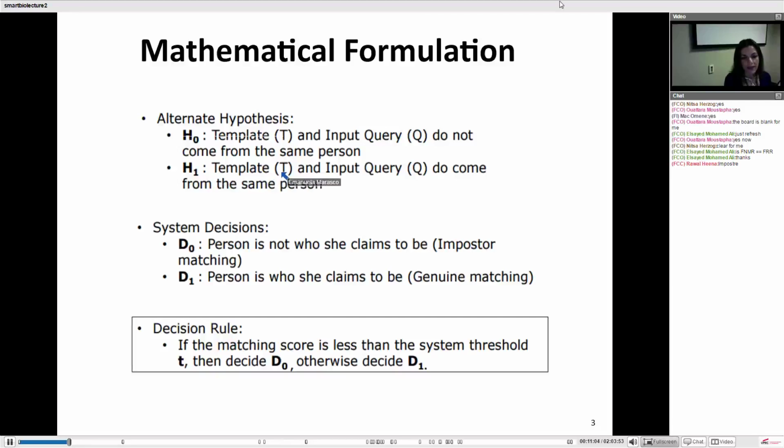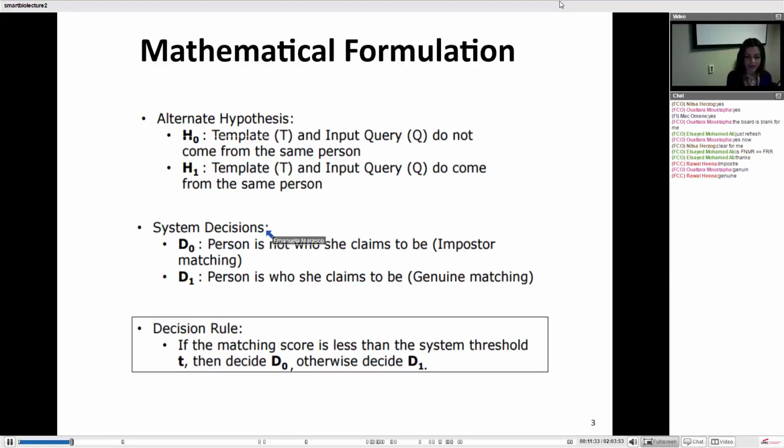And then what about H1? Template T and input query Q do come from the same person. Which kind of matching is this one? Template and query belong to the same person. Genuine, very good, so we are okay. And these are the hypotheses, related to the actual reality.